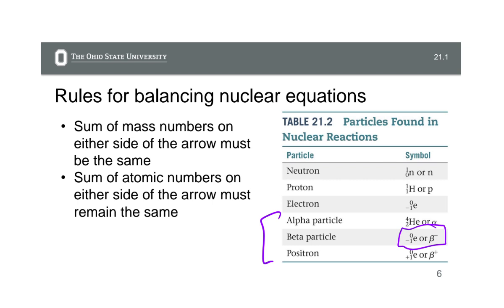So essentially, we're going to have a reaction with reactants and products. And the mass numbers have to add up and the atomic numbers have to add up on both sides of the arrow, okay? So the mass number is going to equal the mass number and the atomic number is going to equal the atomic number.